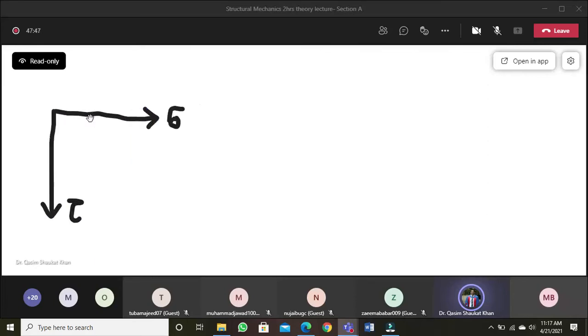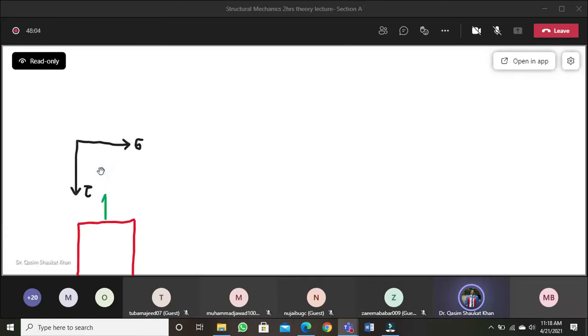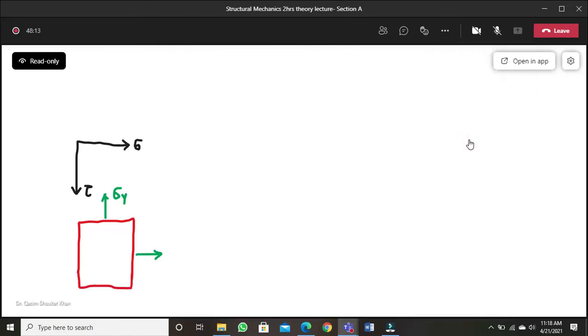Now the next thing I want to show you is that this is your plane element. This is sigma y. This is sigma x. And this is your shear stress.